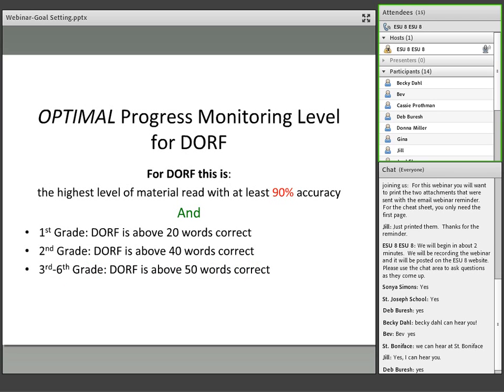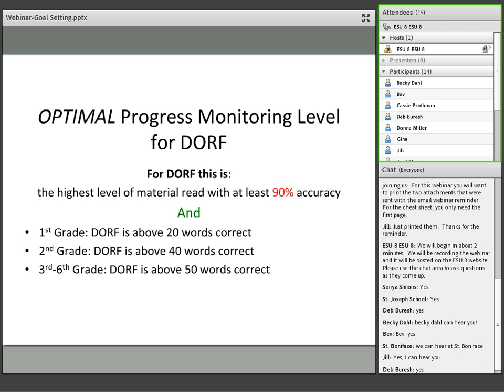As we're looking at the information that we have in front of us, we always want to consider there are optimal progress monitoring levels for DIBELS oral reading fluency, or DORF. And as I work with schools, sometimes we see kids who, gosh, are we progress monitoring at the right level? How do we know what that level is? And so we have some standards that we use.